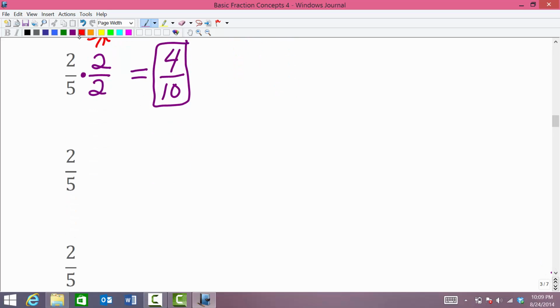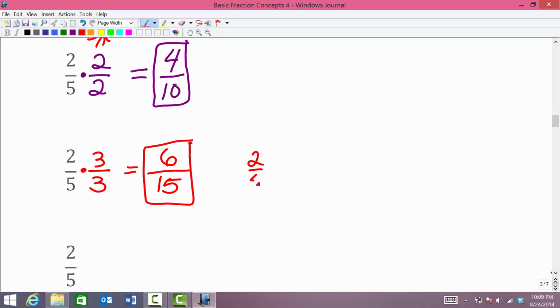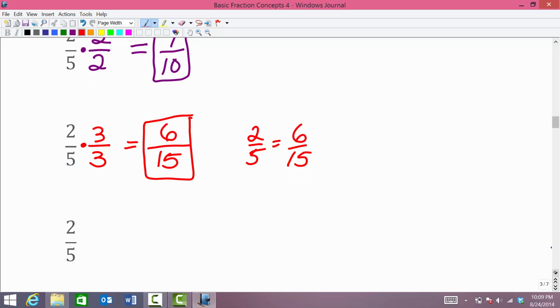Let's create another equivalent fraction. I can multiply the top and the bottom by 3. Then I create the equivalent fraction 6 over 15. So 2/5 and 6 over 15 have exactly the same value. If I was to take two circles and divide one into 5 pieces and shade 2 parts, and divide the other circle into 15 pieces and shade 6 parts, they would represent exactly the same value.